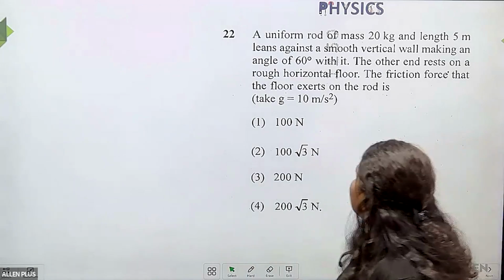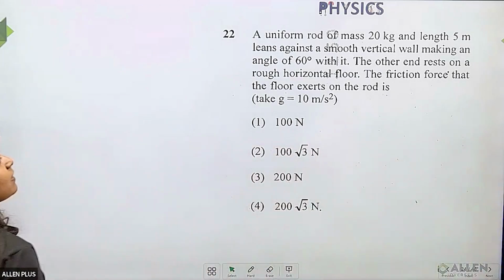A uniform rod of mass 20 kg and length 5 meter leans against a small vertical wall, making an angle 60° with it. The other end rests on the rough horizontal floor. The friction force that the floor exerts on the rod is equal to. This is the question. So what you will be doing in this particular case? Draw the diagram first.